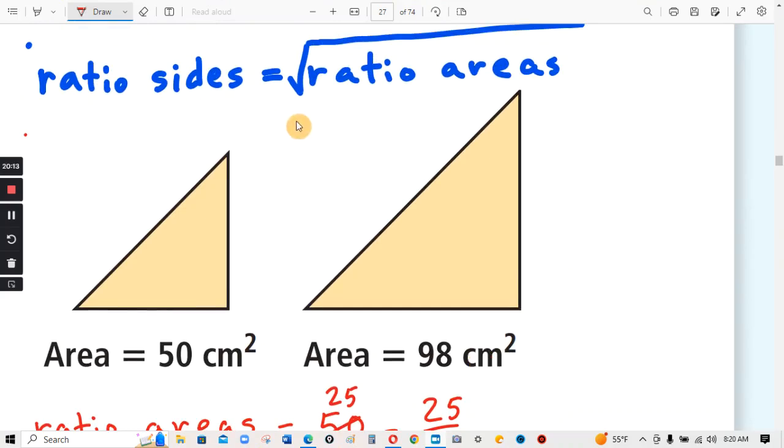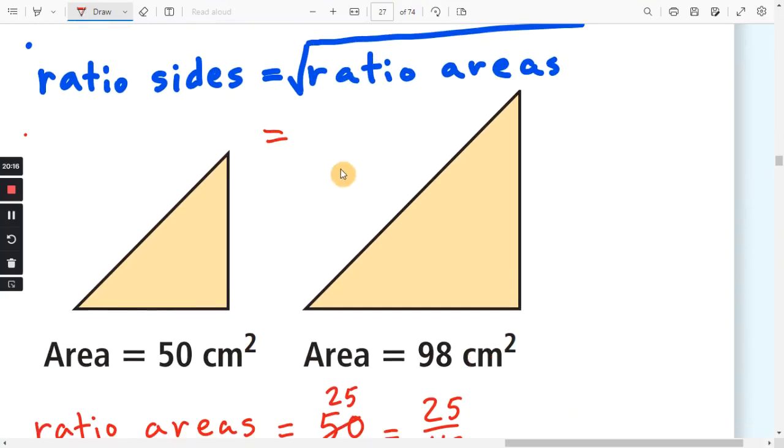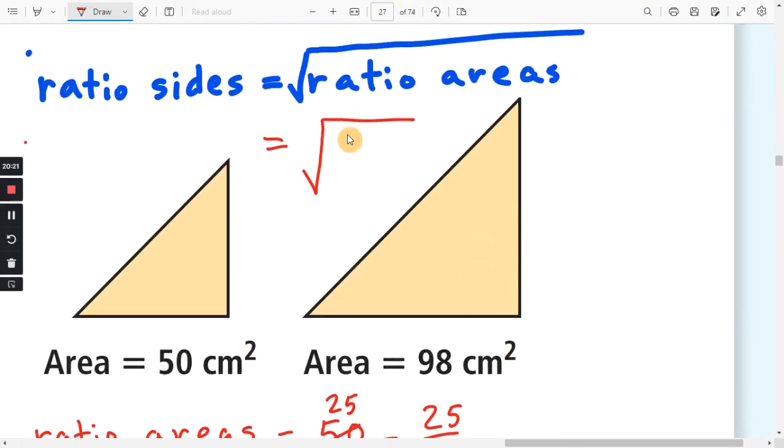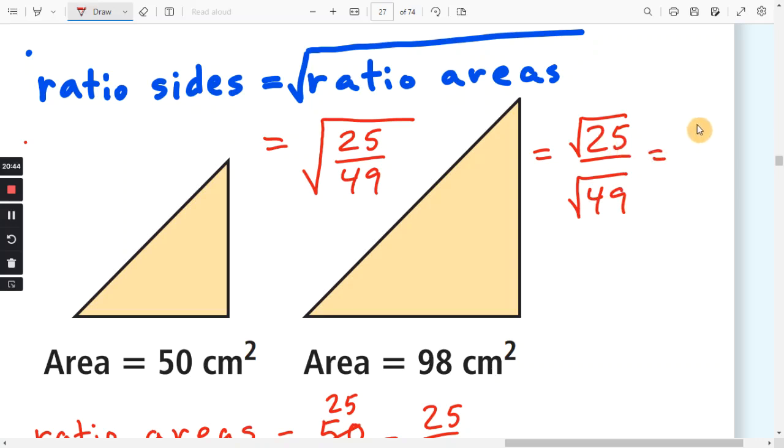So the ratio of the sides is going to equal the square root of the ratio of the areas, which is 25 over 49. And when you take the square root of a fraction, you do the top and bottom, or numerator and denominator, individually. So that's the square root of 25 over the square root of 49. Square root of 25 is 5. Square root of 49 is 7. And that is the ratio of the sides.